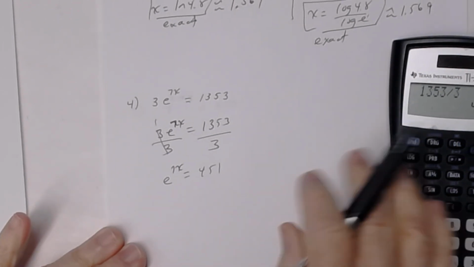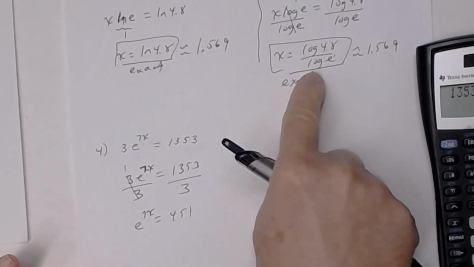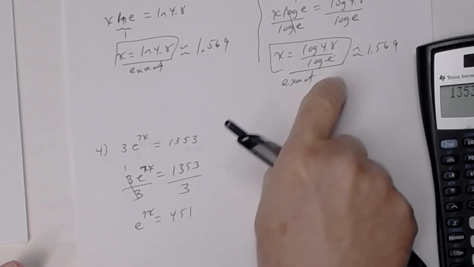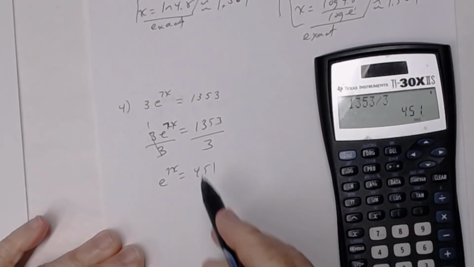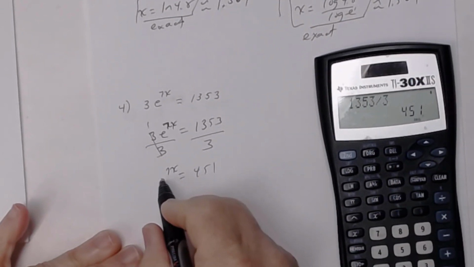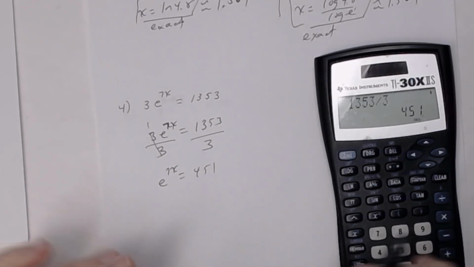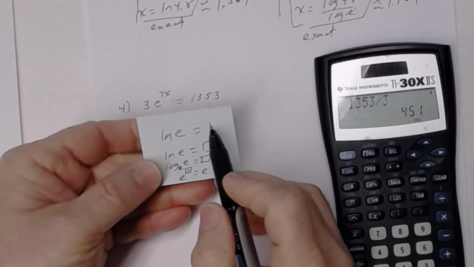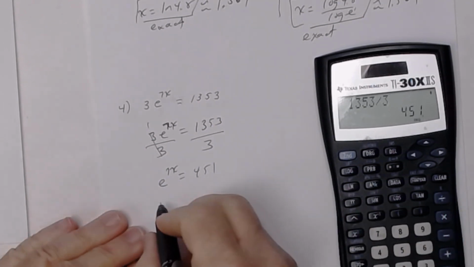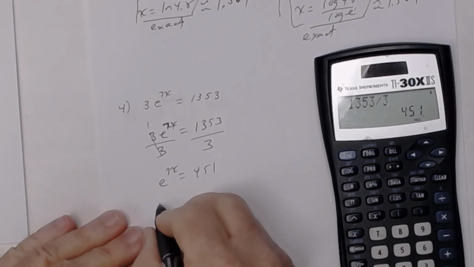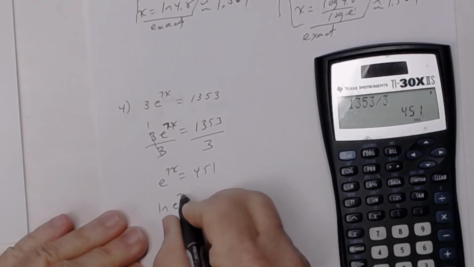Don't take the log of both sides. You saw a while ago that taking the log of both sides will make it a little bit more challenging for you. Take the natural log of both sides because this is base e. And we know that the natural log of e is 1. So you can do this. You got to show this.